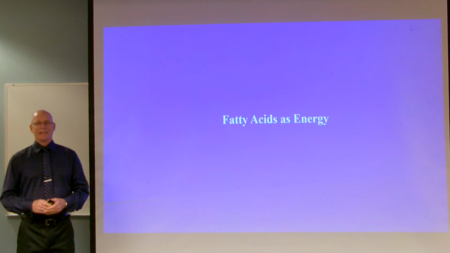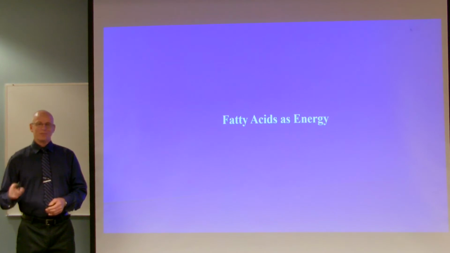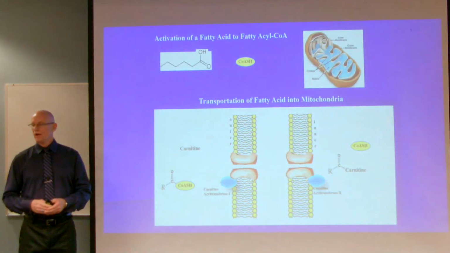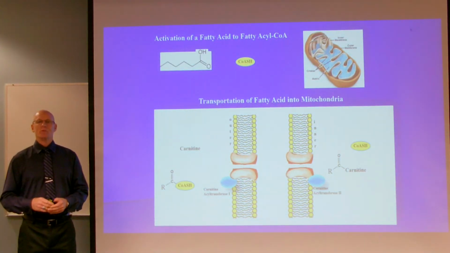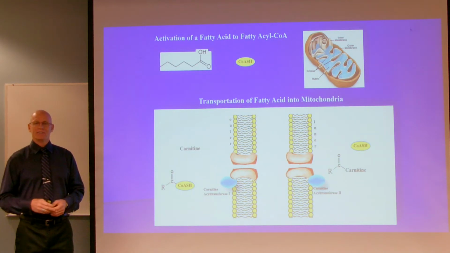In order to use fatty acids as energy, we have to break those fatty acids down, and that is known as fatty acid catabolism, fatty acid oxidation, or more commonly referred to as beta oxidation. Now, beta oxidation occurs in the matrix of the mitochondria. And in order to get to that point, first we have to activate the fatty acid, and then we're going to have to transfer the fatty acid across 2 of the mitochondrial membranes.